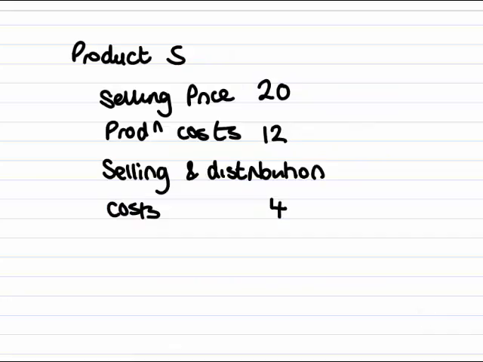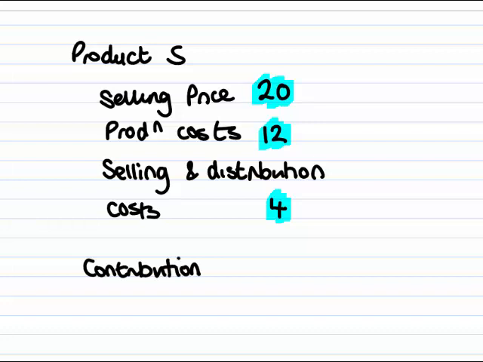If we look at a simple example, let's just say we've got product S. It's got a selling price per unit of $20. Total variable production costs are 12 and variable selling and distribution costs are 4. Now, if we wanted to work out the contribution, then each one of these units that we sell, well, we've got a total variable cost of $16. So if we sell one of the product S's at 20, each of the products is going to incur a variable cost of 16, and that means that the contribution is therefore $4 for each unit.